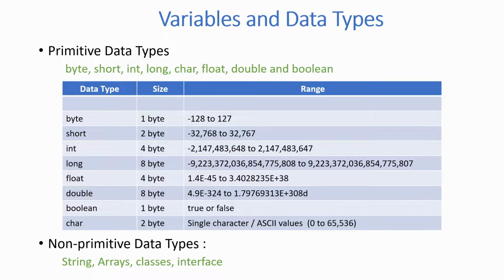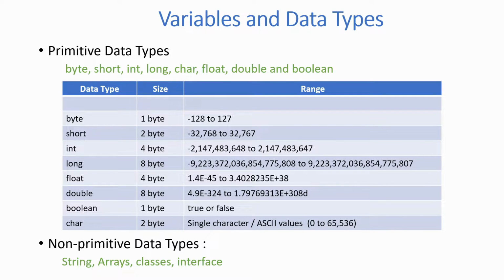In this video, we'll be discussing various data types and variables in Java. In the previous video, we had discussed various keywords in Java, and before that, we had tried running our simple Hello World program. Coming to variables and data types, there are 8 primitive data types in Java.